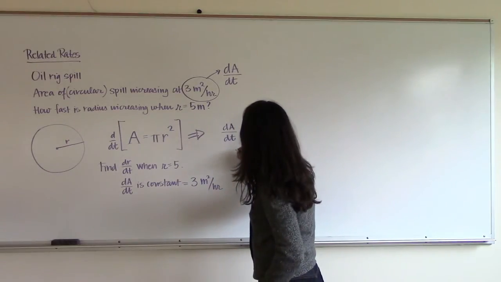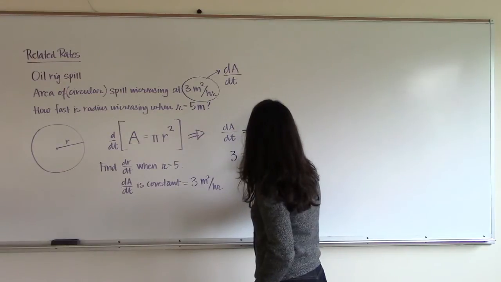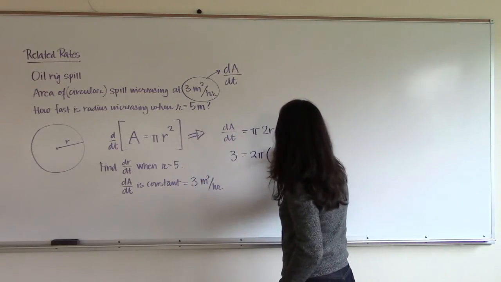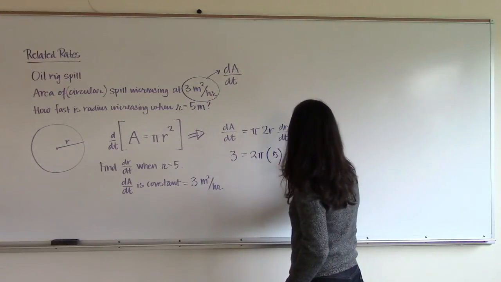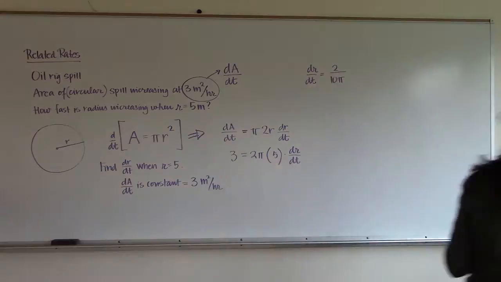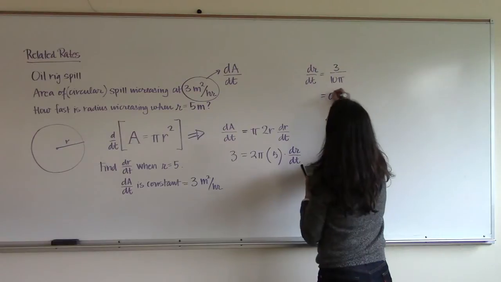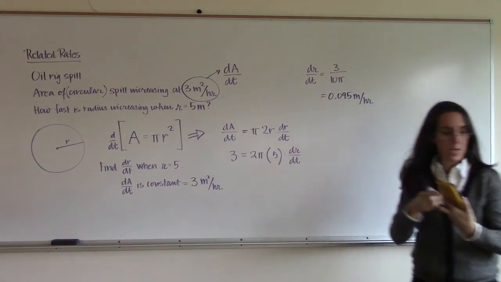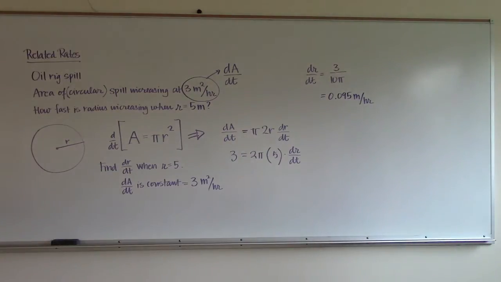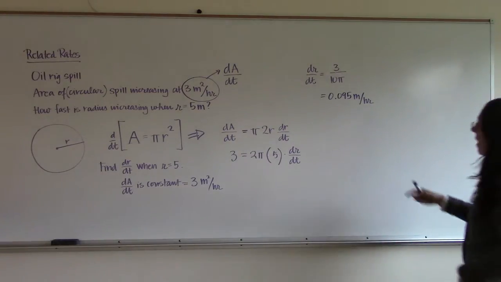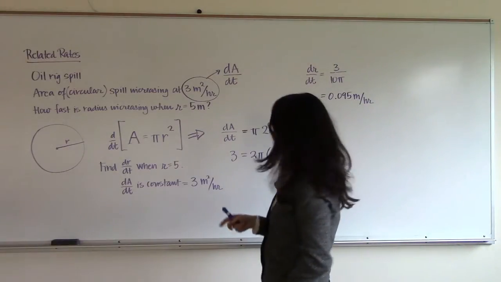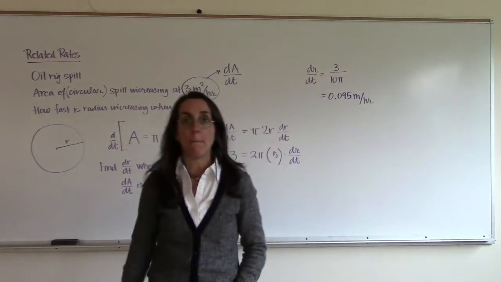dA/dt, which is 3, equals 2 pi times r times dr/dt. Meters, right? Yeah, meters per hour. So the radius is changing at a rate of 0.095 meters per hour at this particular moment.